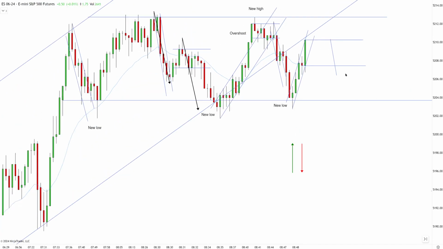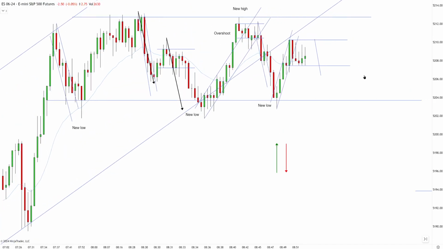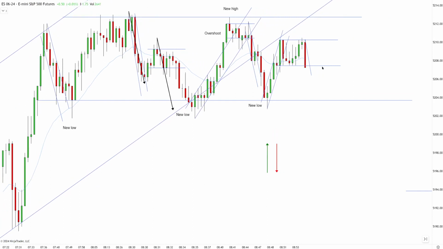So as you can see right now, we have a spike up. Market is going sideways, and this is a congestion. This is a no trade zone. We are in the middle of the main trend range.